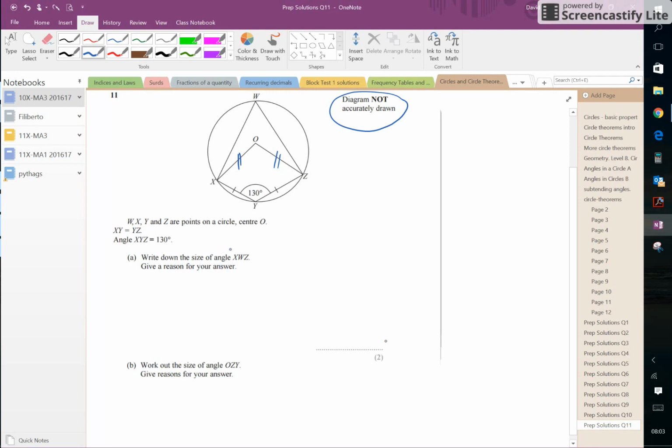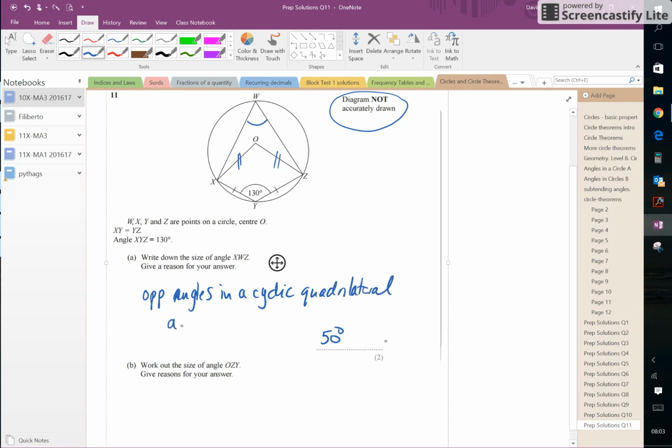Write down the size of angle XWZ. XWZ, well that's this one up here. And what do we know about cyclic quadrilaterals? Well, the opposite angles add to 180. So the answer is 50 degrees. And the reason is that opposite angles in a cyclic quadrilateral add to 180 degrees.